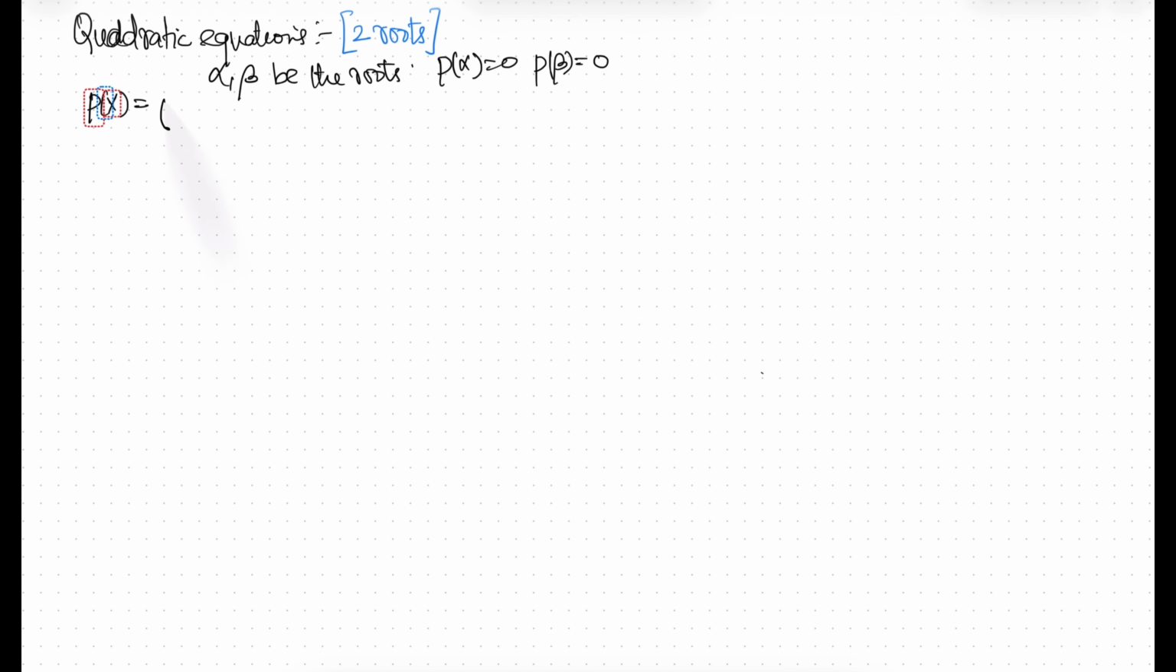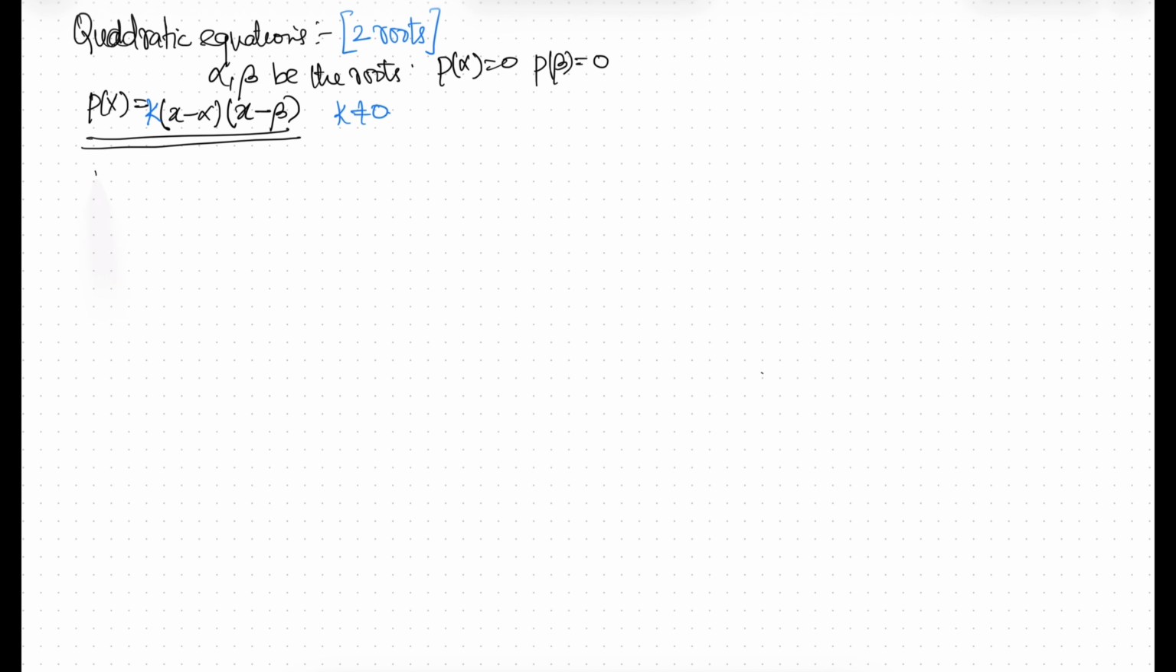So I'm going to write here x minus alpha. When I write x minus alpha, it means that when I substitute alpha, alpha minus alpha becomes 0, and thereby the whole function becomes 0. Similarly, I can also write x minus beta, and I can also introduce a non-zero constant over here. So this is your quadratic function.